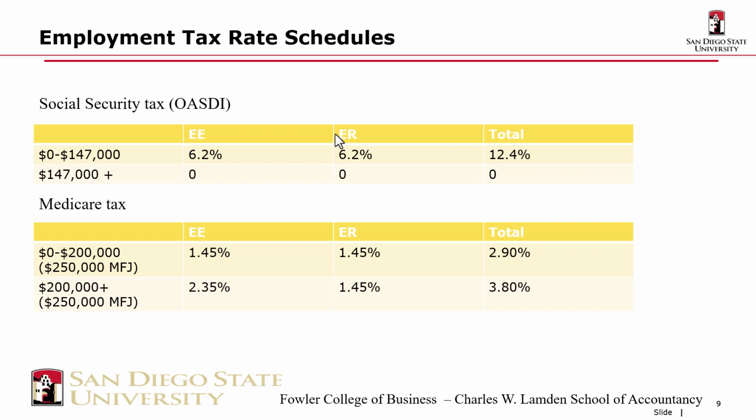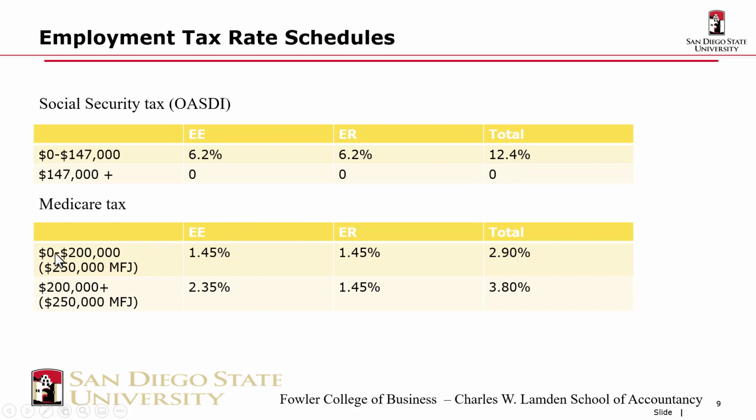One of the things I like to do, and I'm sure it's because I'm a visual learner, is I like to see these rates in tables. When I see the language descriptive versions, I kind of get lost and swim a little bit. So let's start with the Social Security tax, and you can see that everything from 0 to 147 is taxed at 6.2 employee, 6.2 employer. And that FICA cap kicks in, and it means everything above that amount is taxed at 0%.